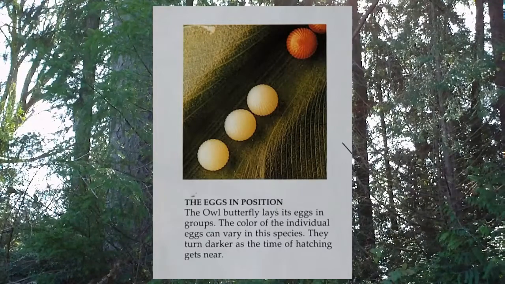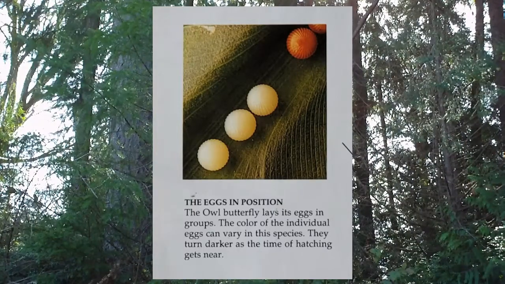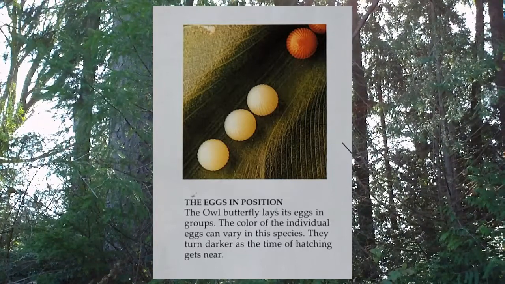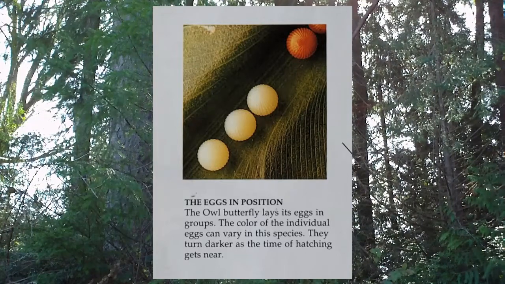The eggs in position. The owl butterfly lays its eggs in groups. The color of the individual eggs can vary in this species. They turn darker as the time of hatching gets near. And you can see these small eggs there. The darker ones are getting close to hatch. Very cool.